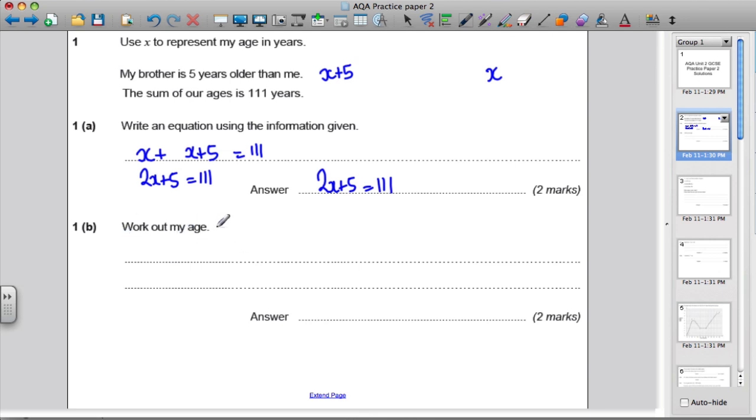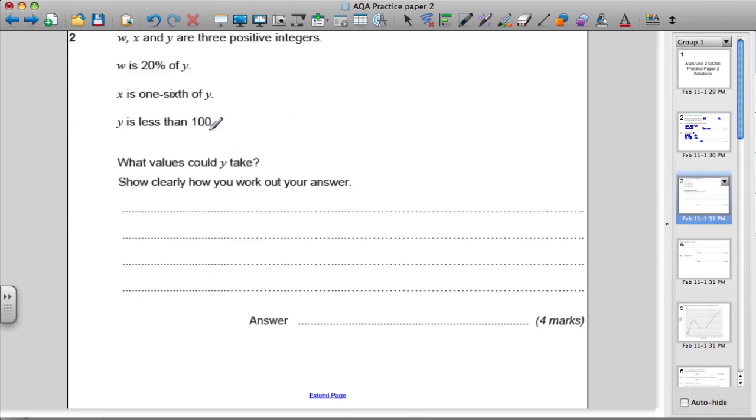Work out my age. Remember, my age is x. So really this is solve for x. You've got 2x plus 5 equals 111. So subtract 5 off both sides, you get 2x is equal to 106. So divide both sides by 2 and you get x must equal 53. X is 53. Okay, just check your answer. If I'm 53 and my brother's 5 years older and 58, does 53 and 58 add to 111? It does.